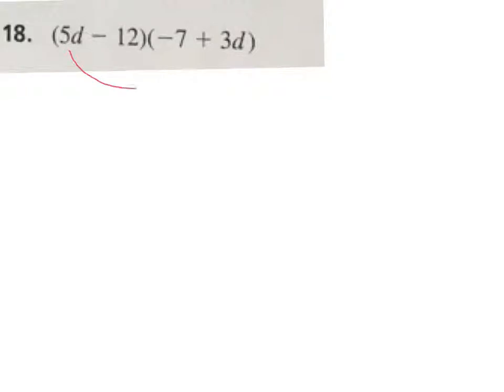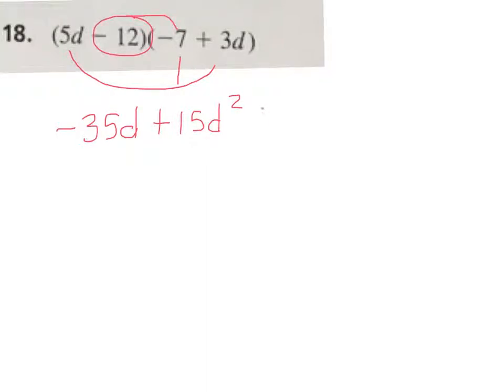And so I'll do 5d times 3d and times negative 7, right? So what's 5d times negative 7? Negative 35d. And what is 5d times 3d? 15d squared. And then negative 12 times negative 7 is positive 84. So we'll put 84. And negative 12 times 3d is negative 36d.